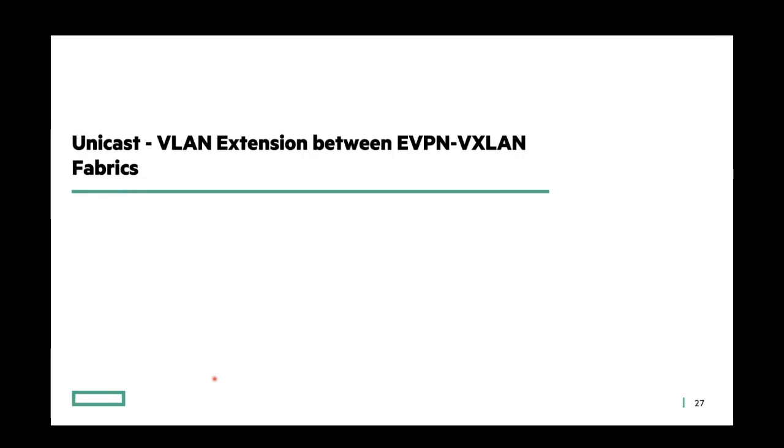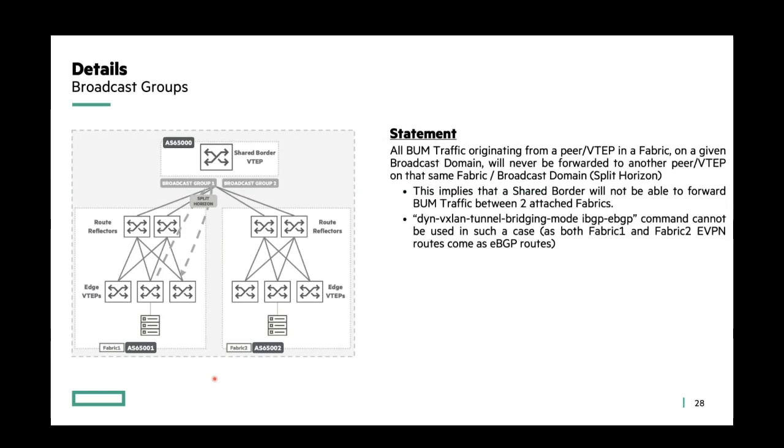Okay, so now more details about the VLAN extension between EVPN-VXLAN fabrics with a child border. As you already understood, the main issue we are solving here is the ability to forward traffic between tunnels belonging to different fabrics and which are eBGP based.